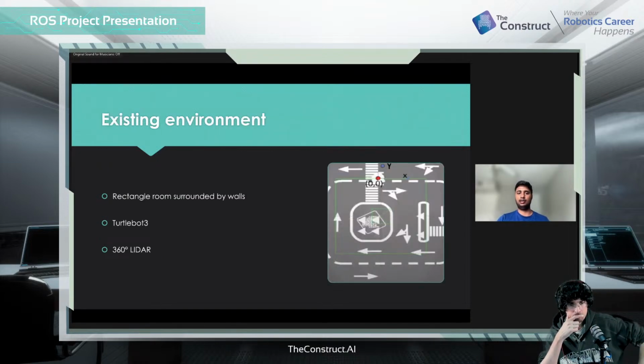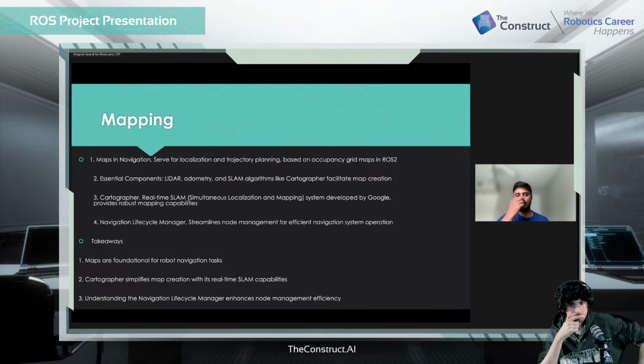It is basically a rectangular room surrounded by walls, and we are using a Turtlebot 3, which has 360-degree LiDAR sensors. So the very first section is the mapping section. Maps serve for localization and trajectory planning based on the occupancy grid maps in ROS2. The essential components, as I mentioned before, are LiDAR, odometry, and a SLAM algorithm like Cartographer to facilitate the map creation.